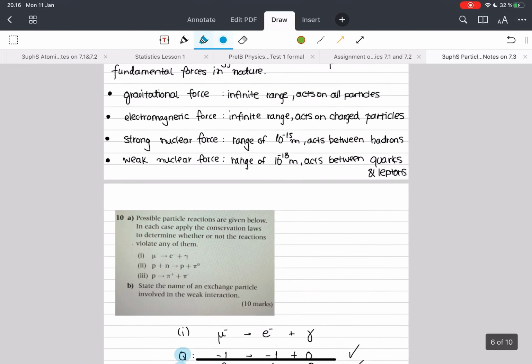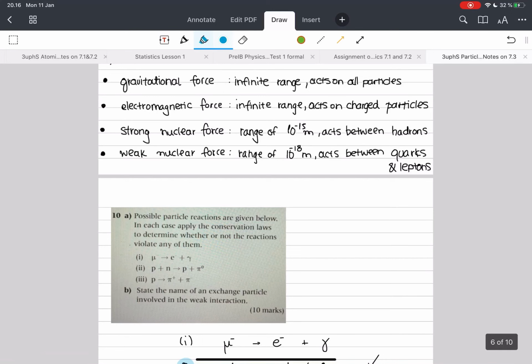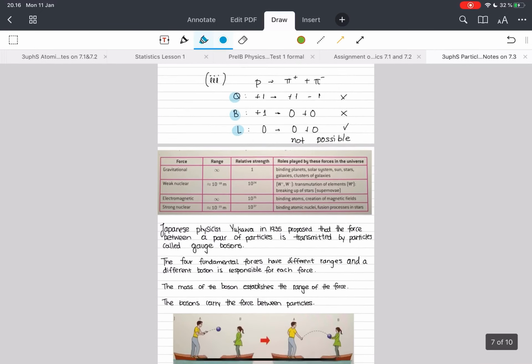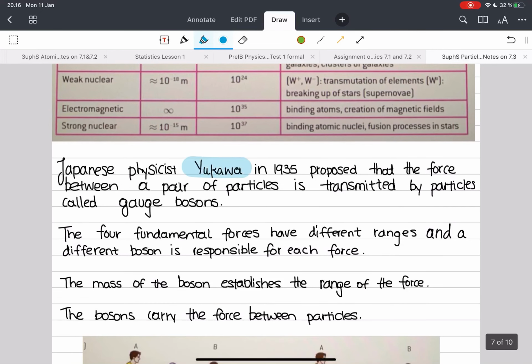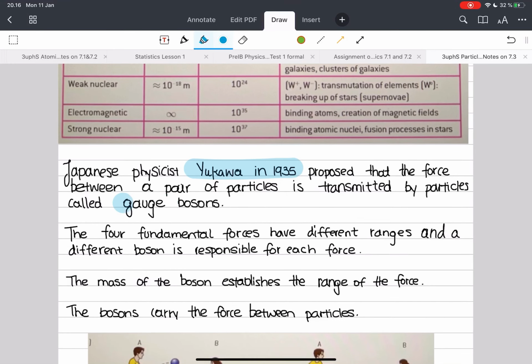Now, we saw those 4 forces that are the fundamental forces. The thing is that Yukawa, in 1935, proposed that the force between a pair of particles is transmitted by particles called gauge bosons. This is the other family of particles that are fundamental, so you cannot split them further. They are the building blocks in a way. Well, not the building blocks. And they are exchange particles, as we will see here.